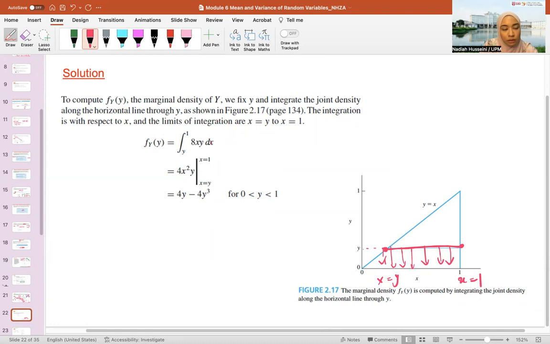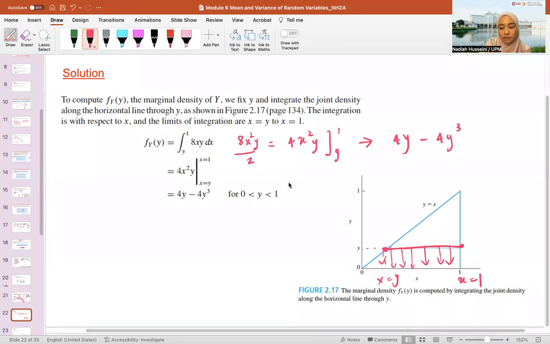So 8xy, you are going to integrate with respect to x. Same case over here, 8x squared y divided by 2. You would get 4x squared y, and you would plug in y and 1. Sorry, it's 4y minus, you start with 1 first. 4y minus 4y cubed. So this is your marginal density function for y, and this is for y extending from 0 to 1.